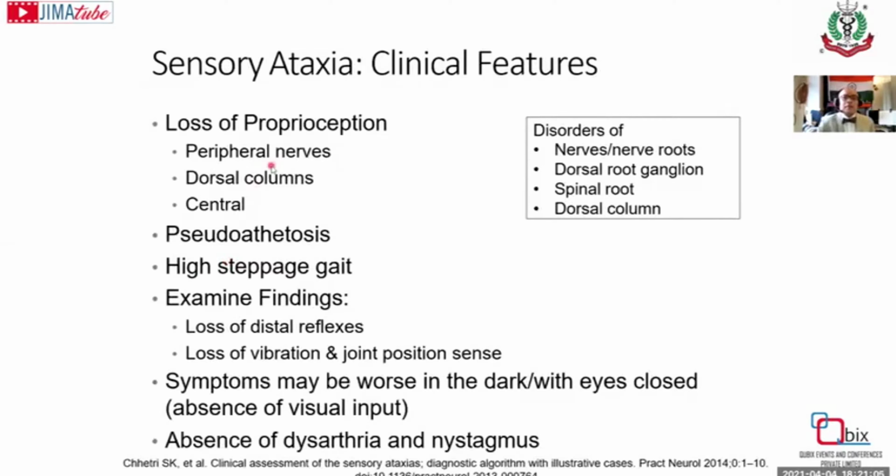So what happens when there is a loss of proprioception, and how does it happen? It can happen from problems in the nerves, from the dorsal root ganglia, from the spinal roots, and from the dorsal columns. So the person will have a high steppage gait because the person doesn't know how high to lift the foot, because the proprioceptive signals are not coming efficiently from the joints and the muscles.